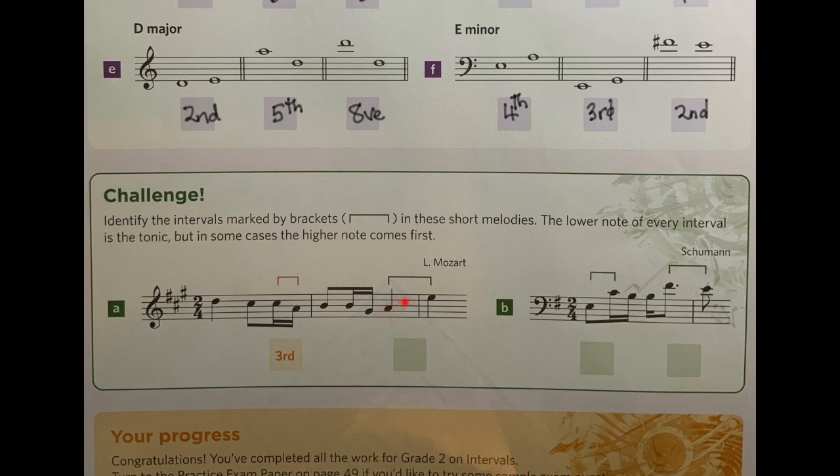1, 2, 3, 4, 5. It's a 5th. 1, 2, 3, 4, 5, 6. That interval is a sixth. E, F, G, A, B, C. Yep, it checks out. Okay, we're going with a lower note first. E to F, well, F sharp because it's in the key signature, is a second.